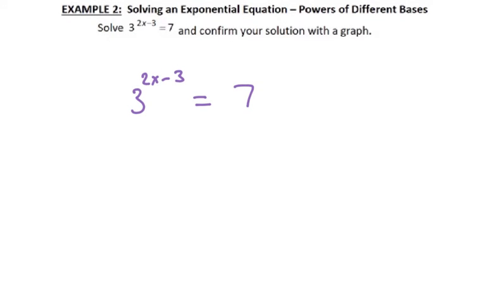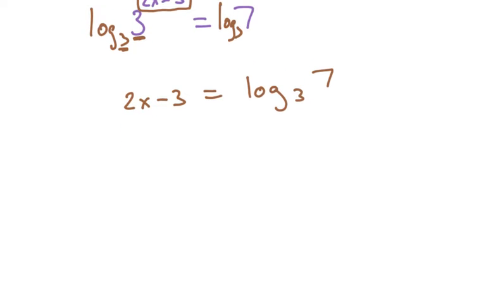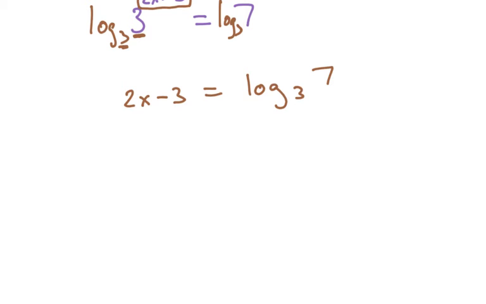So what do we do? Any time you have a variable as an exponent, what you can always do is take the log of both sides. And we said when the base of the log matches the base of the argument, you're left with the exponent, because that is what a log means. And so we're left with 2x minus 3 equals log base 3 of 7. And now remember, log base 3 of 7 is a value.